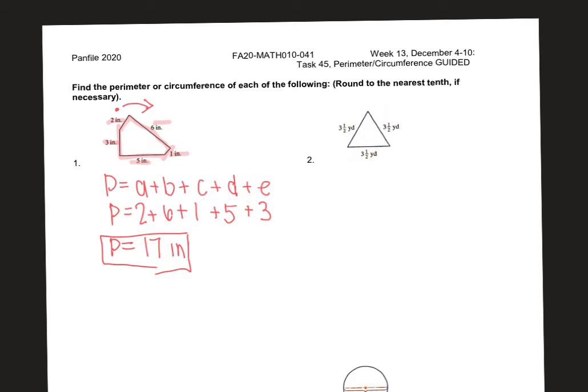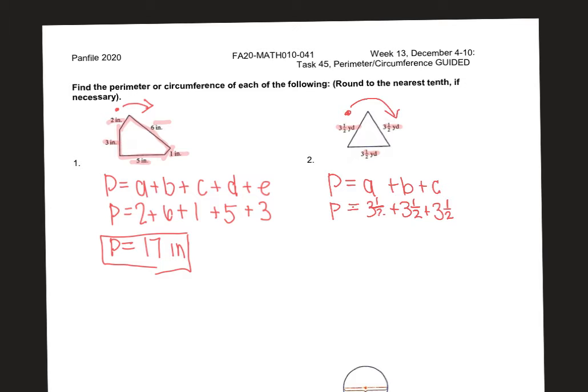All right, for number 2, we have 3 sides. So we are going to have, and it's also a triangle, which is one of my formulas on the sheet. So I am going to have P is equal to A plus B plus C, because 3 sides, 3 lengths. So I'm going to plug them in. And I have 3.5 plus 3.5 plus 3.5. Notice I started at 1 and I went around.